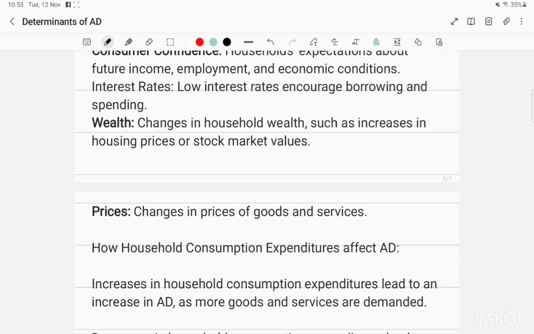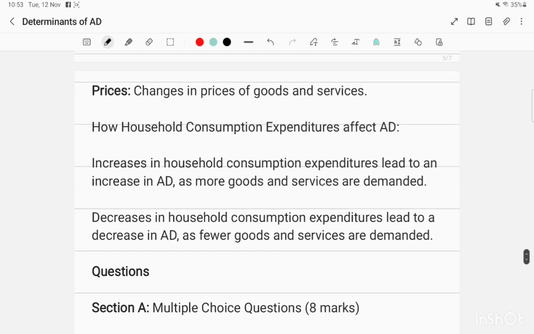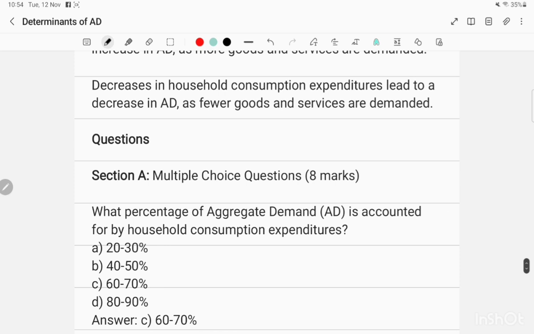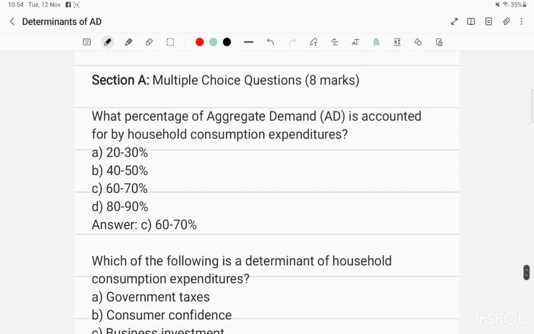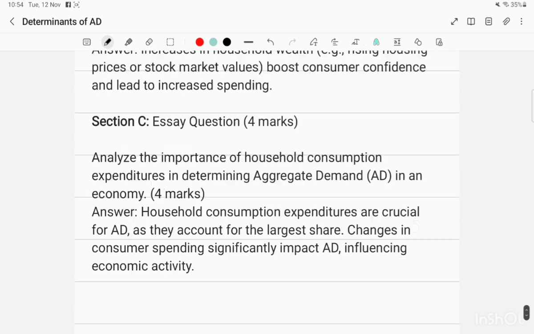So how does household consumption expenditure affect aggregate demand? An increase in household consumption expenditure leads to an increase in aggregate demand, as more goods and services are demanded. A decrease in household consumption expenditure leads to a decrease in aggregate demand, as fewer goods and services are demanded. Here are some questions about consumption and everything we have studied.